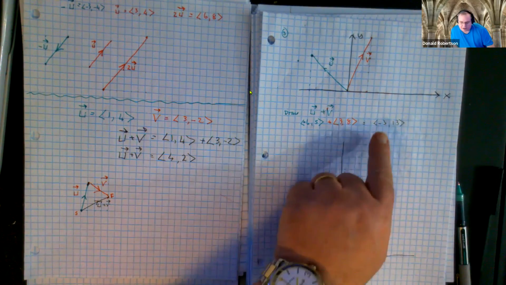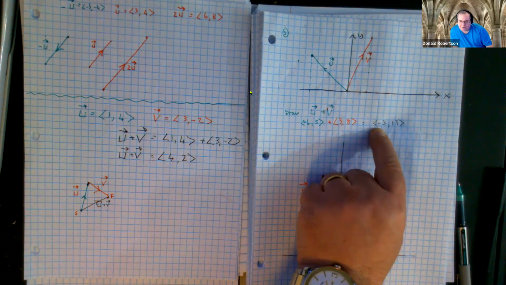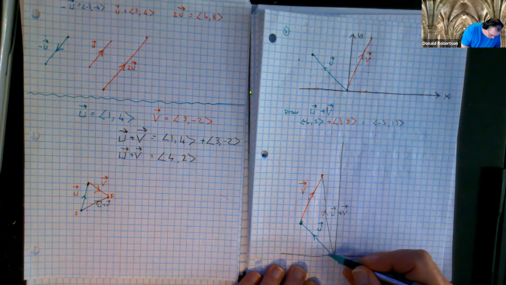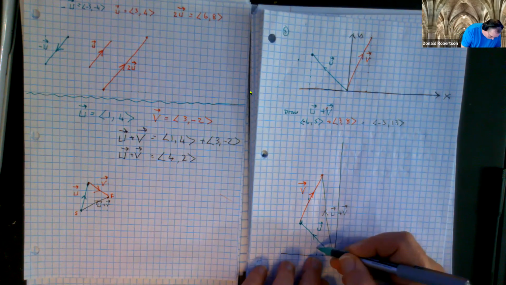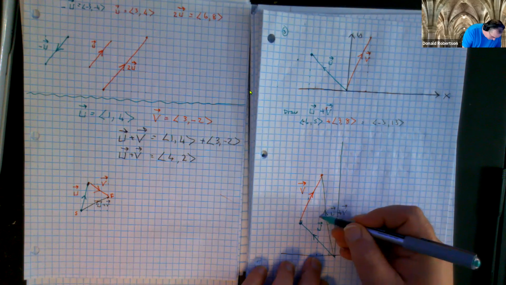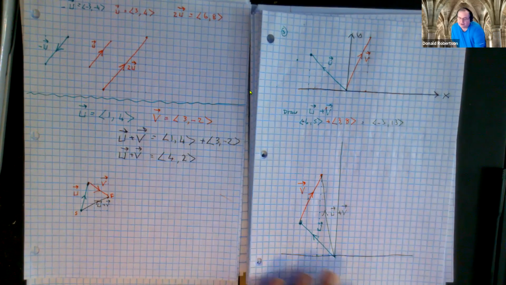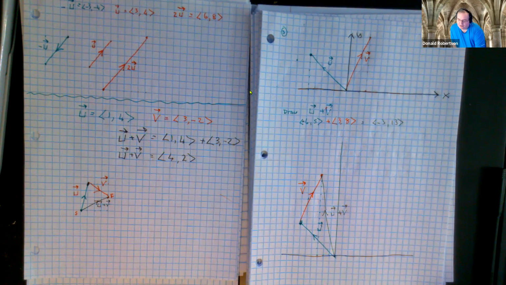And according to the math, it should be 3 to the left and then 13 up. So let's see if that works. 1, 2, 3. Yep. 1, 2, 3, 4, 5, 6, 7, 8, 9, 10, 11, 12, 13. We have nailed it. We have now drawn u plus v.